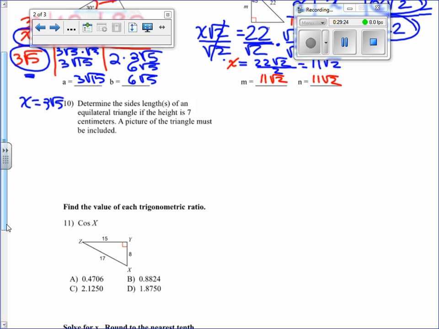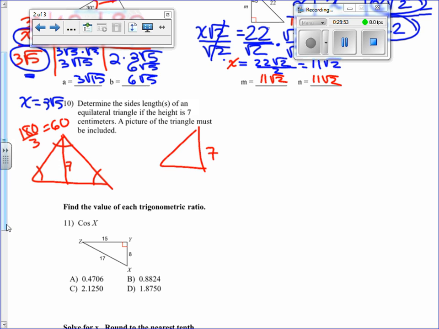Sometimes you guys do things a little differently, and so I'm like, okay, I can work with that. Determine the side length of an equilateral triangle if the height is 7 centimeters. So remember, this is the original picture you start off with. We know all the sides are the same, and the height is here, that's 7. To make life a little easier, I pulled out the half there. Now, if it's an equilateral triangle, all the angles are congruent. So if I do 180 divided by 3, I get 60. That's why this angle here is 60.